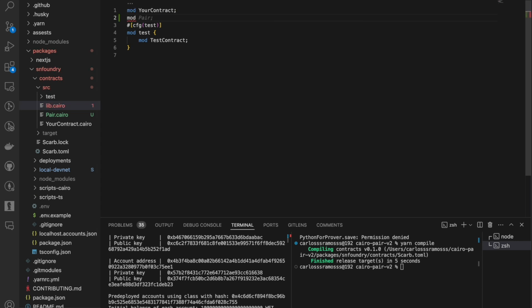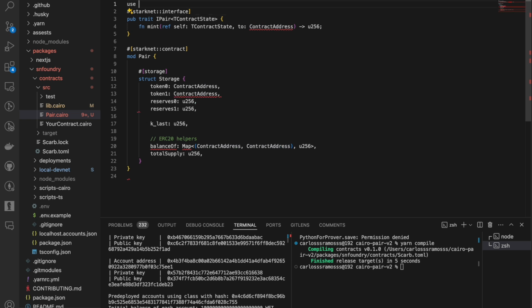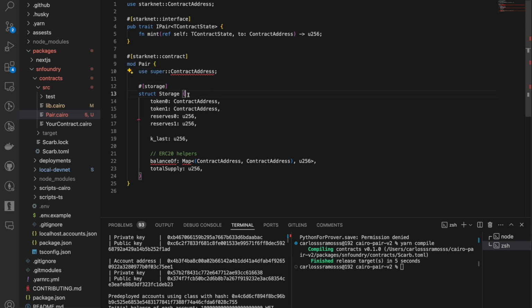We have to add our contract here. Now this is giving me an error here, so we are missing this import. And we have to use it as well here. Now this is going to be a legacy map. All right, now this should compile.